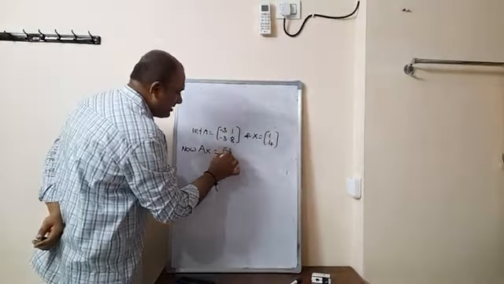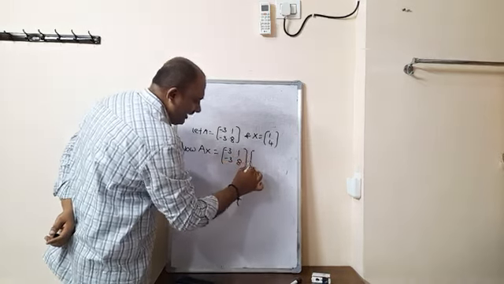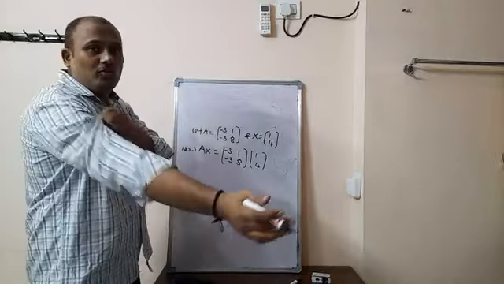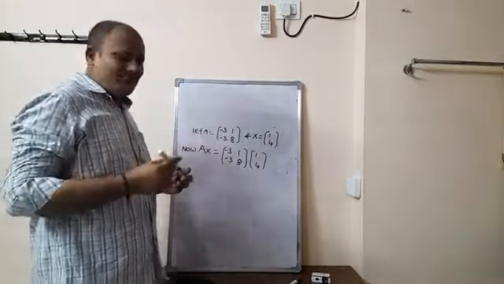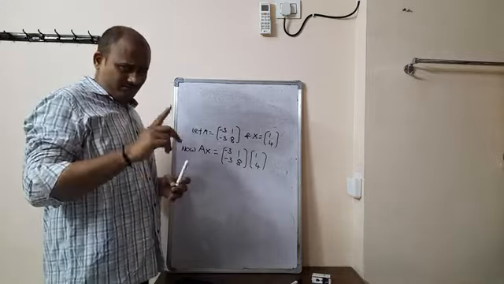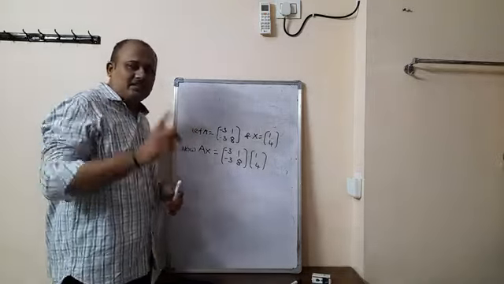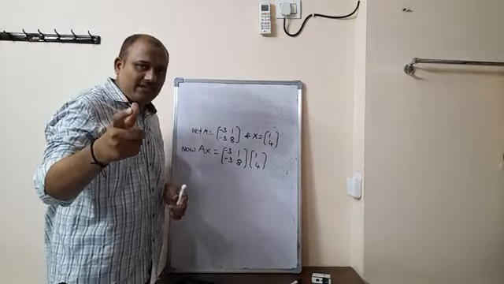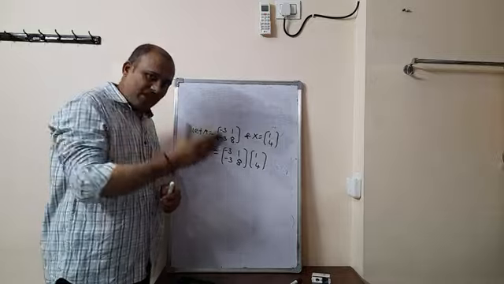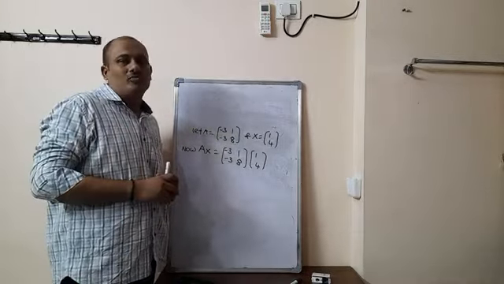A is [-3, 1; -3, 8] and X is (1, 4). Multiply these two matrices. Now what is the condition for multiplying two matrices? The condition for the multiplication of matrices is that the first matrix column size equals the second matrix row size. Then only can you multiply those two matrices.